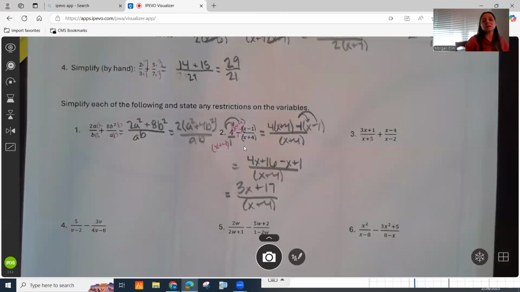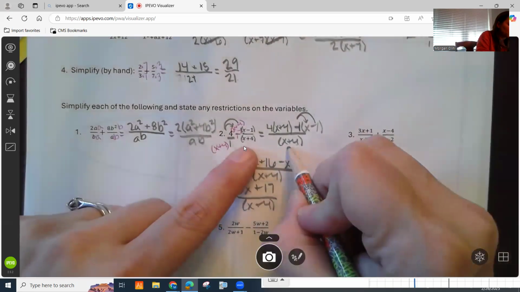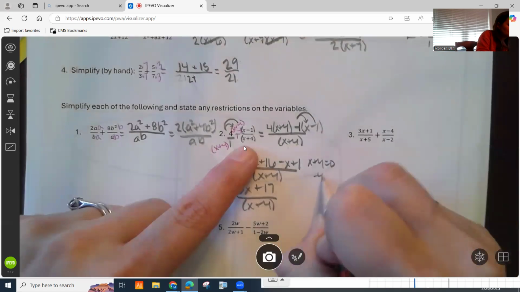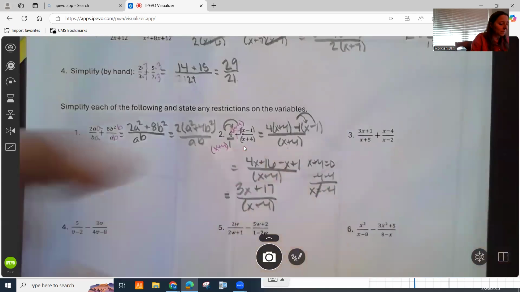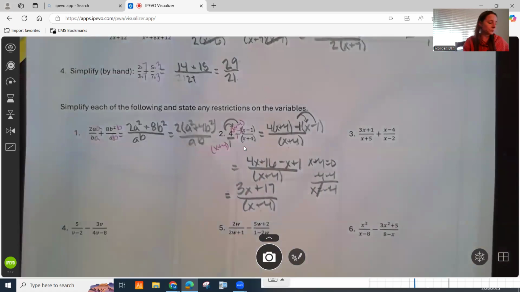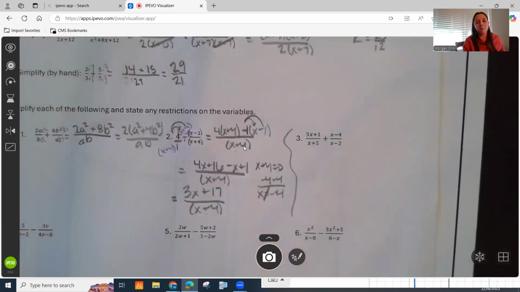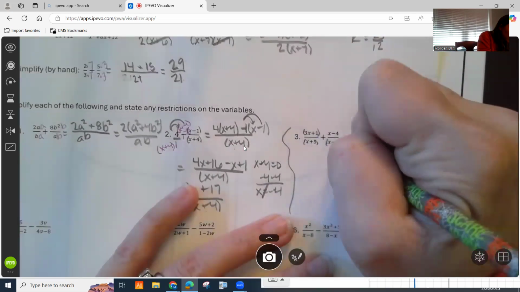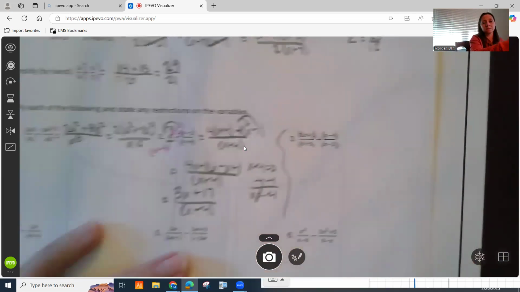Now, as far as any restrictions on the variable, take a look at my denominator right here, x plus 4. Set it equal to 0. All right, subtract 4, and then x equals negative 4. So basically, x can't be negative 4 here, or it makes the denominator equal to 0. All right, moving on to number 3 right here, common denominator. Again, anytime anything has a plus or a minus, please put parentheses around it like this.